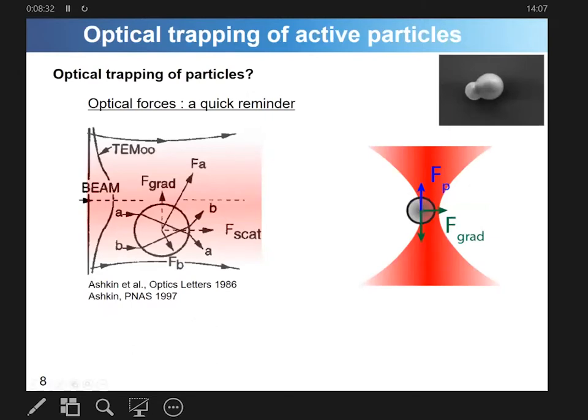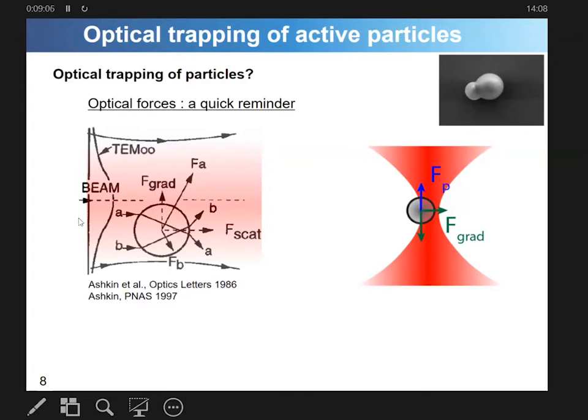And now just a quick reminder about optical forces, just to make sure that we are on the same page. So what do they come from? They typically come from the transfer of momentum of incoming photons to particles. So if you have an incoming beam and a particle which is immersed in a medium, with a refractive index higher than the medium, and you have more photons coming on one side than on the other side, then you will have more photons refracting in one direction than in the other direction, which results in gradient forces. It will pull the particle to the center.